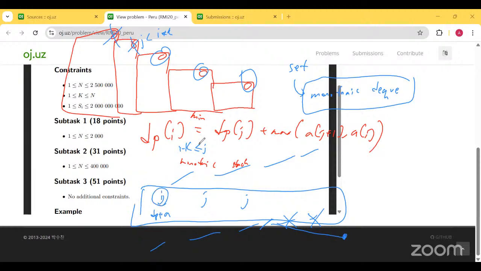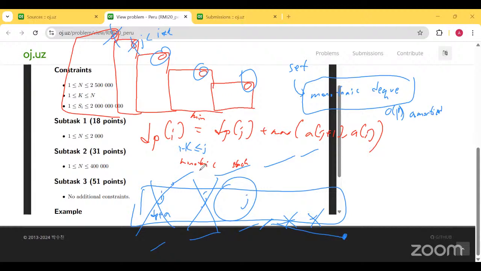But if j is less than k, just pop them. So we need to pop from both sides. That's why we need a deque instead of a stack or queue. Okay, is it understood? So the complexity becomes O(1) for the transition, right? O(1) amortized.